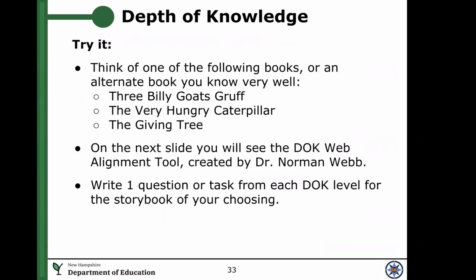So you've done a lot of digesting, and we just want to give you a chance to not listen to our voices for a moment and do a little bit of processing yourself. So think of an emergent storybook. Think of a really base level fun read aloud that you do that everyone kind of knows. Examples: Three Billy Goats Gruff, The Very Hungry Caterpillar, The Giving Tree. And take a minute and try to come up with one task or depth of knowledge question for levels 1, 2, 3, and 4 for whatever story you're going to think of.